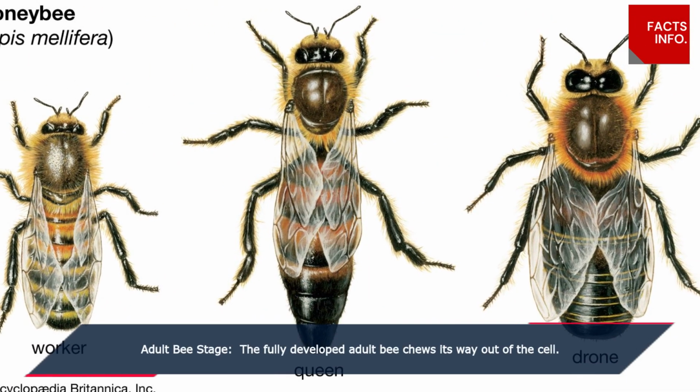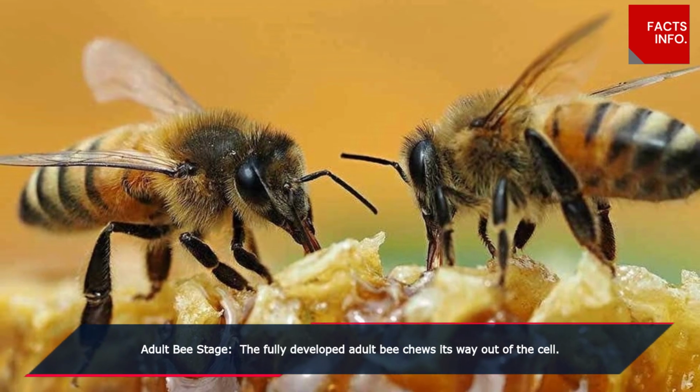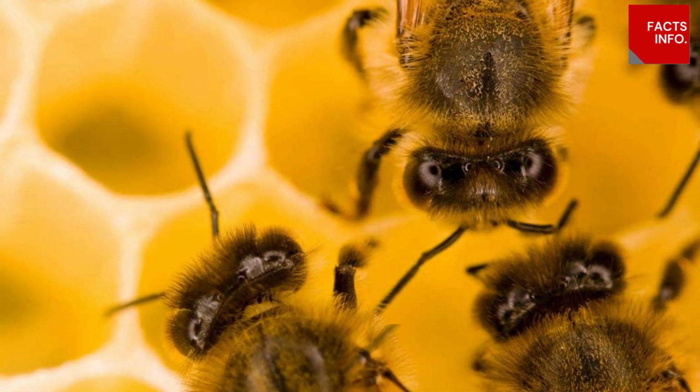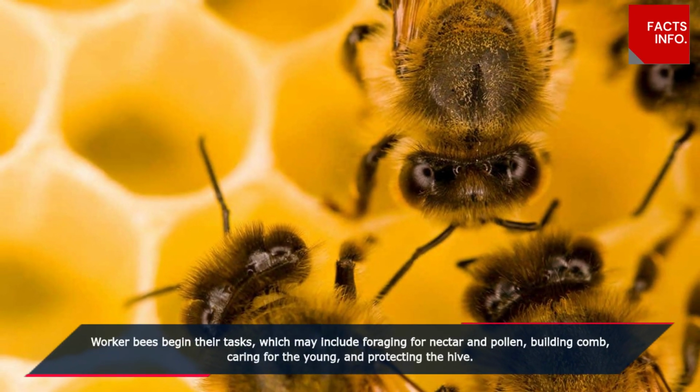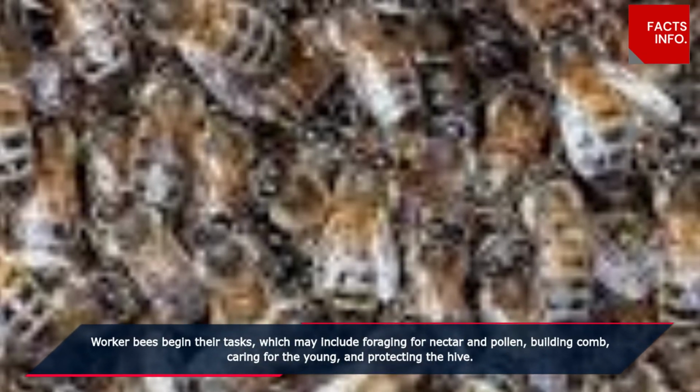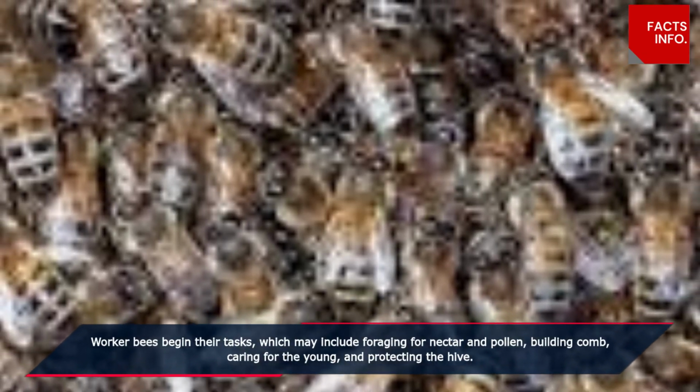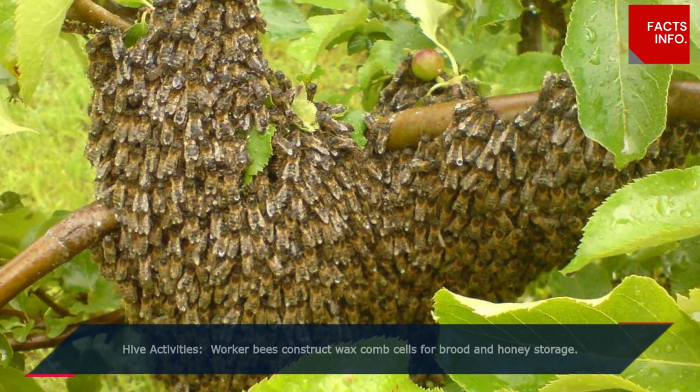Adult bee stage. The fully developed adult bee chews its way out of the cell. Worker bees begin their tasks, which may include foraging for nectar and pollen, building comb, caring for the young, and protecting the hive. Hive activities.